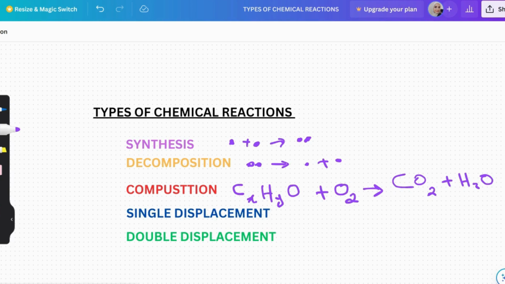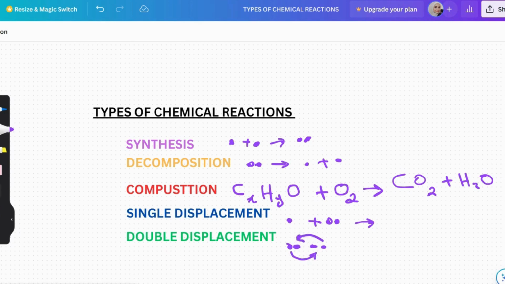Single displacement, or single replacement, is when one element replaces another element in a compound. So whenever you see an element and a compound, and this element will replace another element in the compound, it's called single replacement. Double displacement is when you see two compounds and they will double replace each other. This means this element will replace another element in the other compound, and the same goes for the other side.